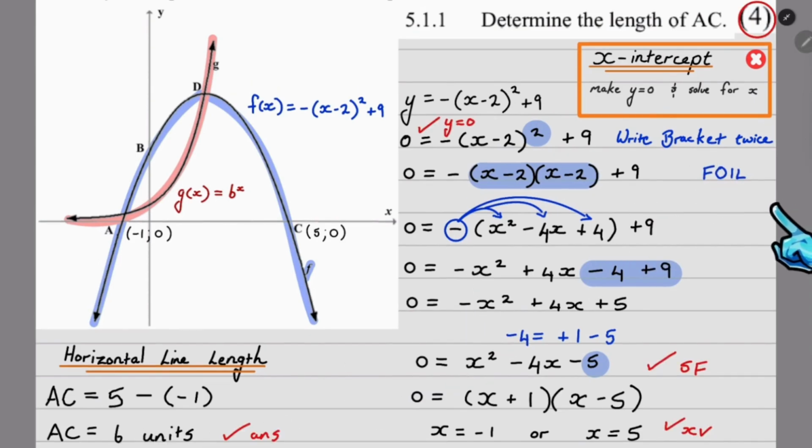And lastly, let's have a look where our 4 marks are coming from. First mark comes from making y equal to 0 to get x-intercepts. Second mark comes from your standard form. Third mark comes from the correct x values. And the last mark comes from the correct answer of 6 units.